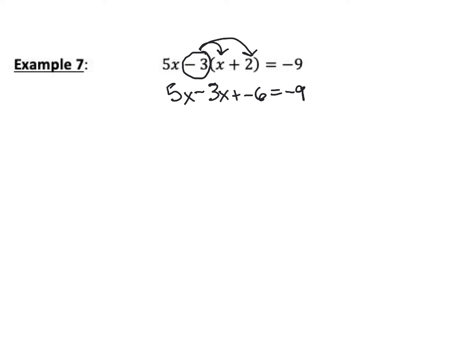Then outside the parentheses, we're going to see if we can combine like terms. We can. We're going to add 5x minus 3x. 5x minus 3x is 2x. And then still we have plus a negative 6 equals negative 9. We're trying to get rid of that negative 6. So we're going to go ahead and put a positive 6 with it.